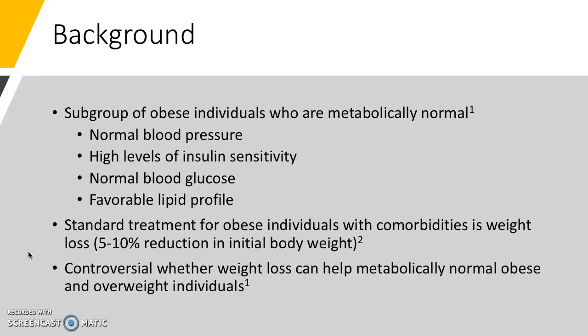So some background on this topic. There's a subgroup of obese individuals who are metabolically normal. So that means they have normal blood pressure, high levels of insulin sensitivity, normal blood glucose, favorable lipid profile. The standard treatment for obese individuals with comorbidities is weight loss, that 5 to 10% reduction in initial body weight. But it's controversial whether weight loss can help metabolically normal obese and overweight individuals to the same extent that it helps those that are metabolically abnormal.